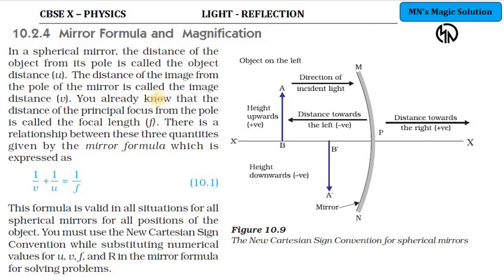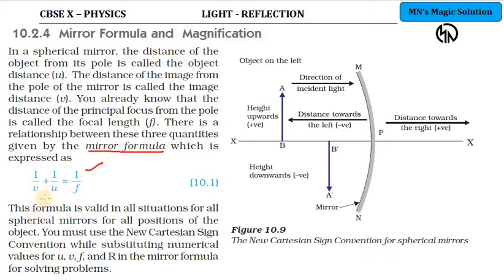Hi students, in our previous session on reflection, we had discussed the ray diagrams formed by spherical mirrors. In this session, we'll be discussing the mirror formula and also the magnification formula. These two formulas are used in solving problems relevant to spherical mirrors. For a spherical mirror, the mirror formula is expressed as 1 by v plus 1 by u is equal to 1 by f.